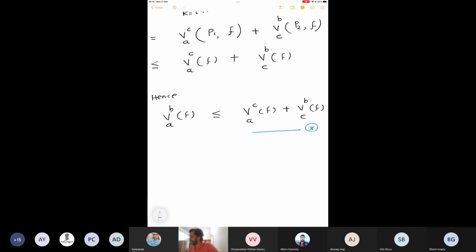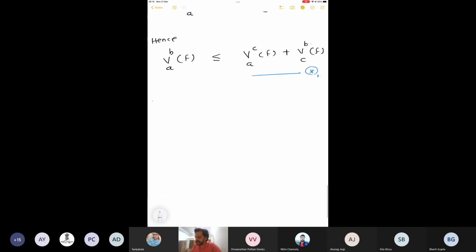So this, let me put *1. Now for the other way inequality, I shall use the definition of total variation. Keep in mind that total variation is essentially a supremum, so least upper bound. Therefore, nothing lower than it can be an upper bound. So I'm going to make use of those facts.